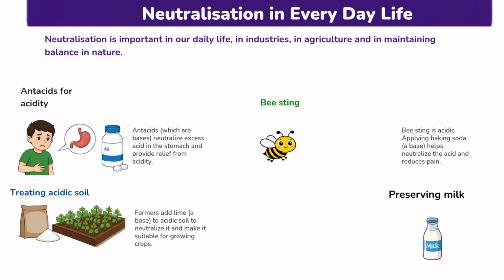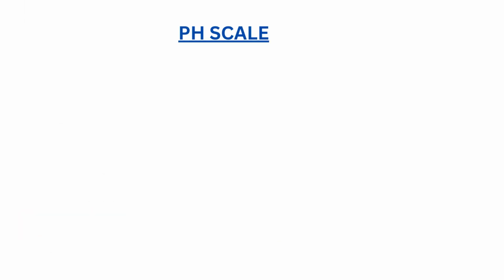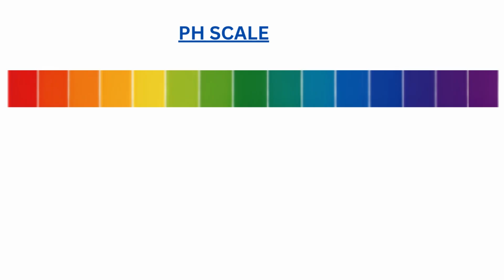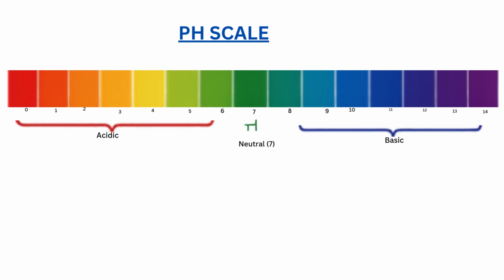The pH scale. This scale is used to measure how acidic or basic a substance is. The pH scale ranges from 0 to 14. When pH is 7, it is neutral. When pH is less than 7, it means the substance is acidic. When pH is greater than 7, it means the substance is basic.